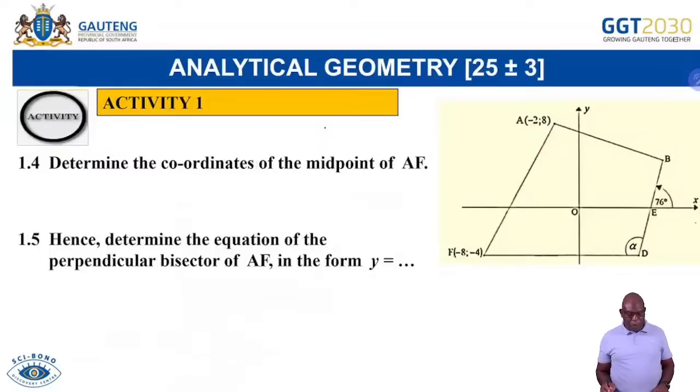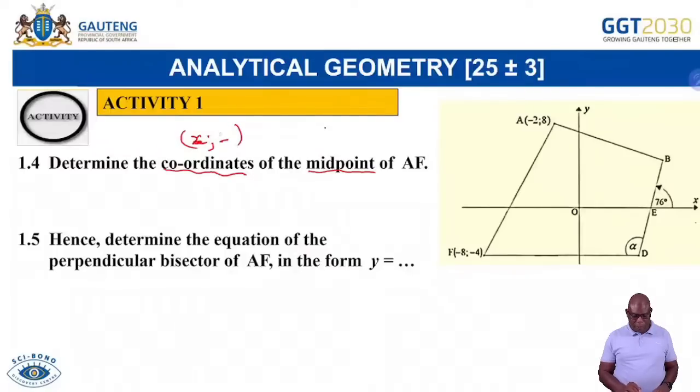All right. 1.4 says determine the coordinates of the midpoint. Can you see these words are coming up? We cannot afford not to get these marks when we have a formula information sheet. Determine the coordinates. Coordinates means that I must write it as x and y. You can't write x equals to and y equals to. Those are not coordinates. Coordinates are in this form.